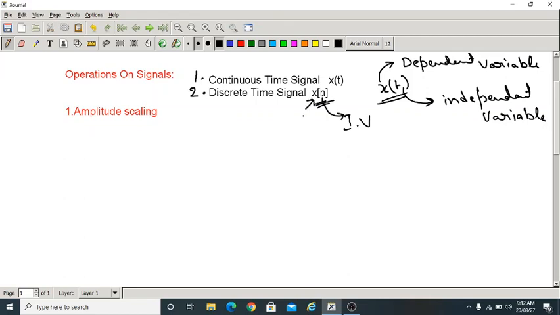x is the dependent variable. Okay, we'll write any signal x of t. The signal depends on t. Okay, here t will vary.